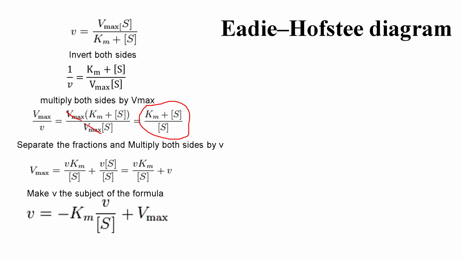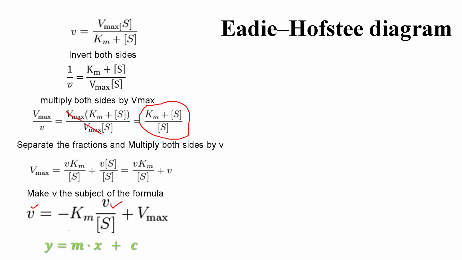Now, the only thing you're going to see here is that if you make a plot of v against v over s, the slope of that graph will be minus Km, and the intercept on the v axis will be your Vmax.